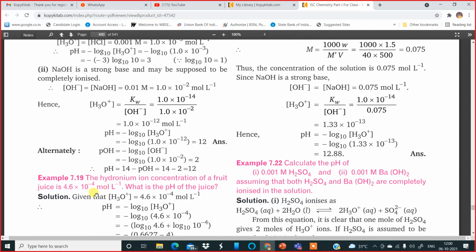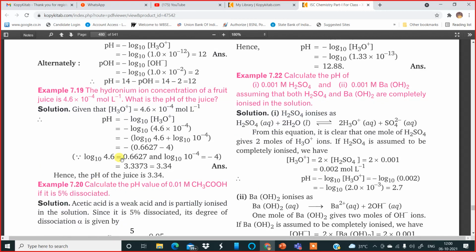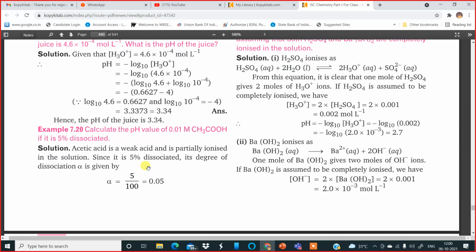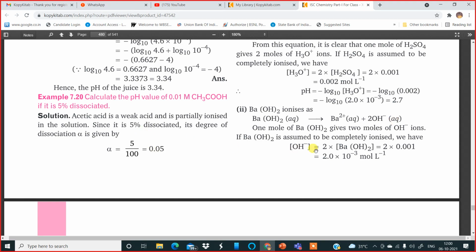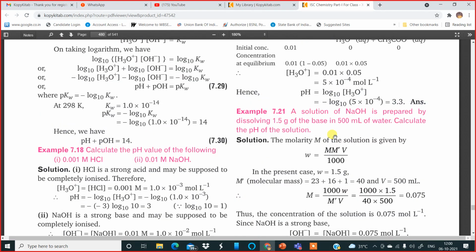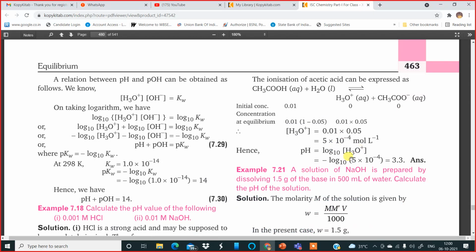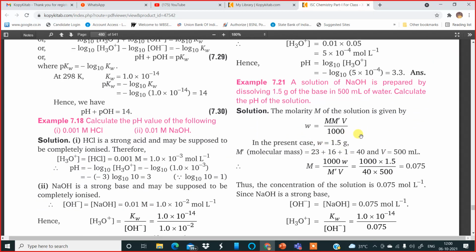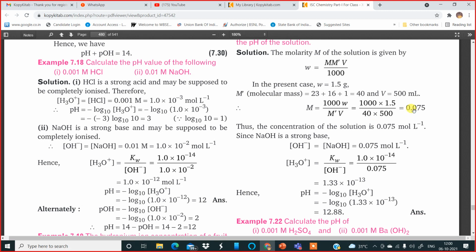Similarly, try to work out examples 7.19, 7.20. In 7.20, the degree of dissociation is given. Then 7.21 is there, try to go through this. Here there is use of the molarity formula which I did in the first chapter, Some Basic Concepts of Chemistry: W is equal to M m' V by 1000. So get the molarity and then apply this molarity over here. 0.075 is the strength, the concentration of hydroxyl ion, then apply it in the formula and work out the value of pH.